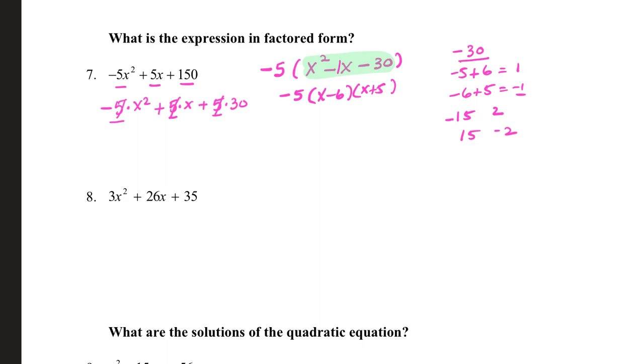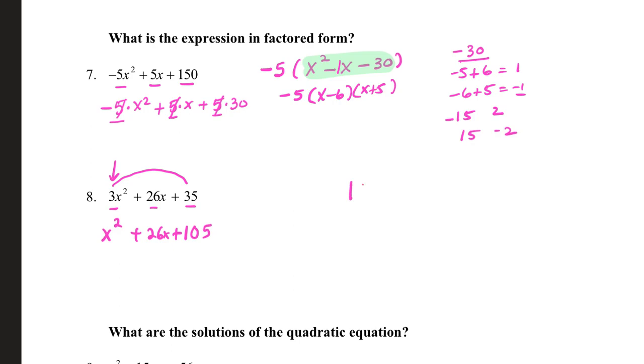Number 8, we're going to factor this. You notice that you first want to check, do we have a greatest common factor? And the only one that we have is 1. So now what you have to do is you have to multiply 3 times 35, which is 105. And then you have to rewrite this expression without the 3. So you have x squared plus 26x plus 105.